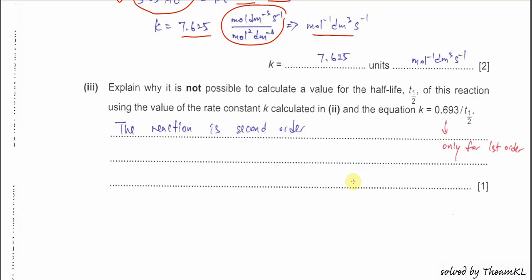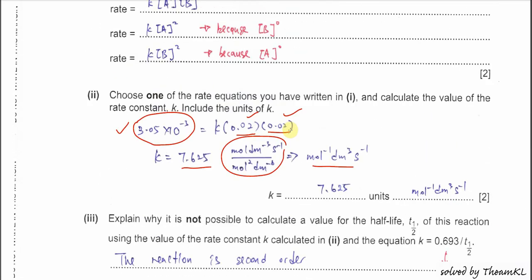Part 3. Explain why it is not possible to calculate the value for the half-life of this reaction using the value of the rate constant calculated in part 2. And the equation is this one. It's not possible to use this equation to calculate the value. Why? Because this is the formula for the first order. The equation given here, which is used to calculate half-life, is for first order only.